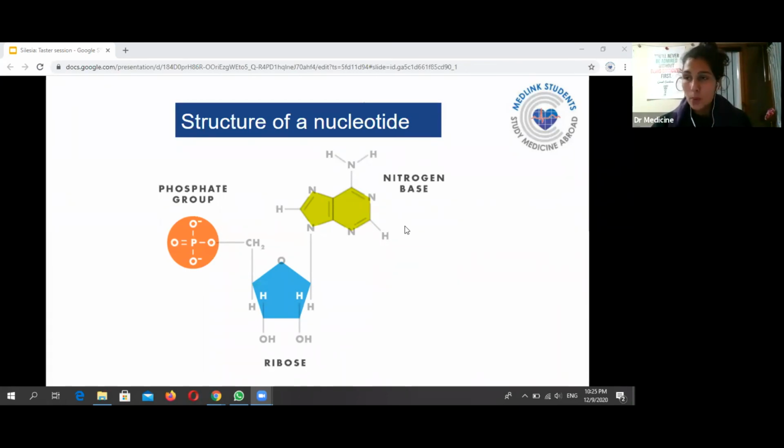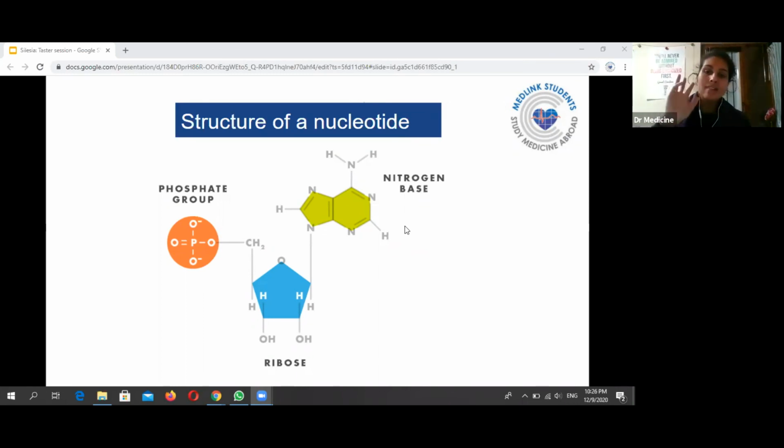Then we have the second component, which is the ribose sugar. And as I highlighted before, there is a difference between the sugar found in DNA and the sugar found in RNA. For RNA, we have ribonucleic acid, whereas in DNA, it's deoxyribonucleic acid. So in DNA, the sugar would be deoxyribose, whereas in RNA, it would be the ribose sugar. So the sugar has an exposed oxygen, and this can bond with the phosphate group of the next molecule. And then we have the nitrogen base.